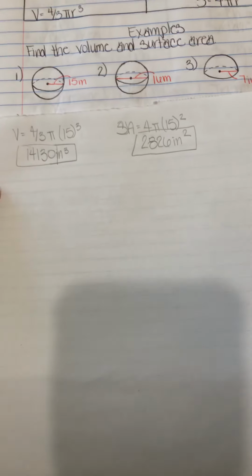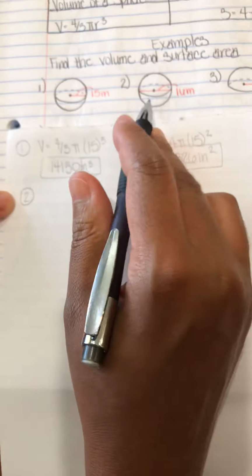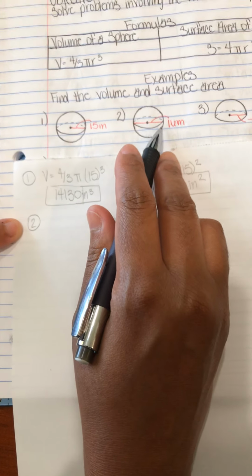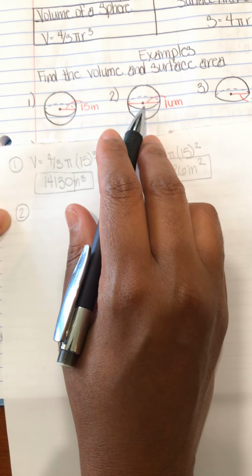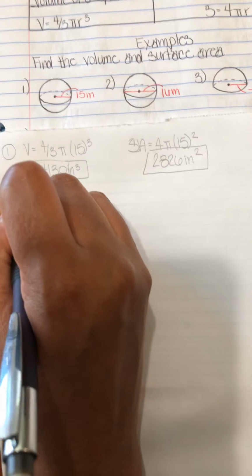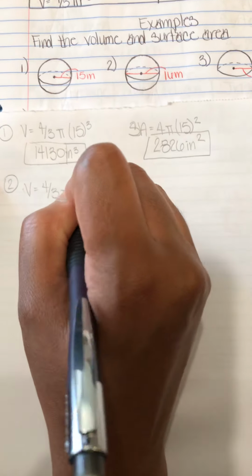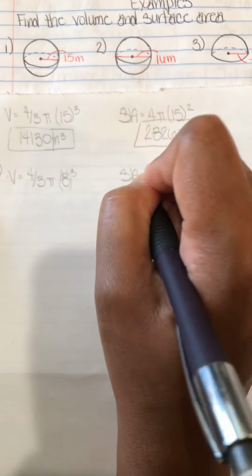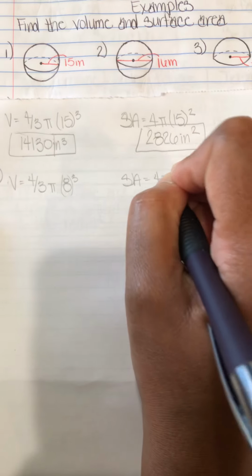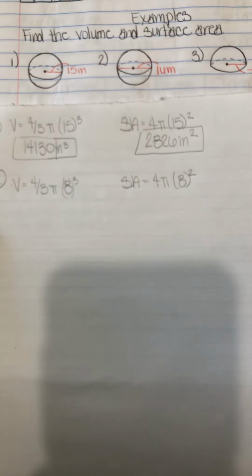All right, looking at number 2. For number 2, they're giving me a diameter. Diameter, remember I need radius. In order to get from your diameter to radius, you just need to divide by 2. So it's going to be volume equals 4 over 3 pi 8 raised to the 3rd power. For surface area, it would be 4 pi 8 raised to the 2nd.